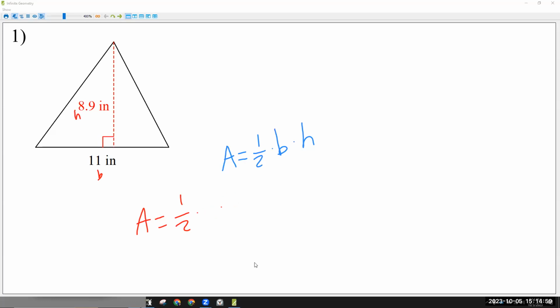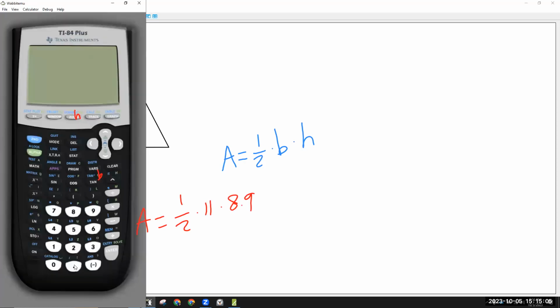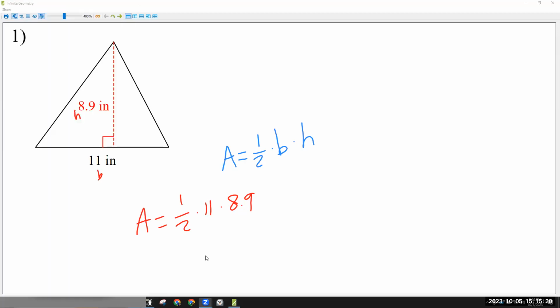Let's try that again. Base is 11, height is 8.9. So 0.5 for 1/2 times 11 times 8.9, and I get 48.95. And my units are inches, so area is inches squared.